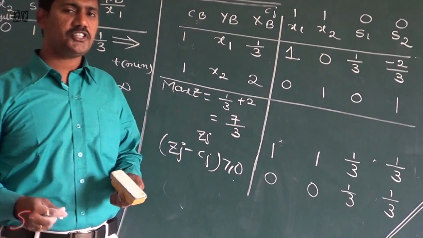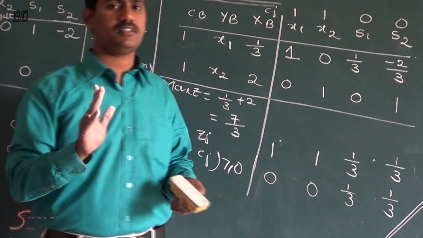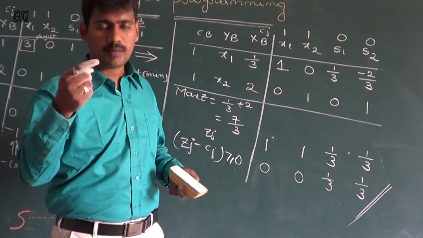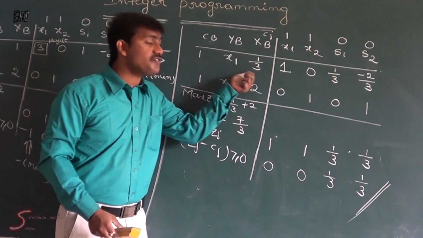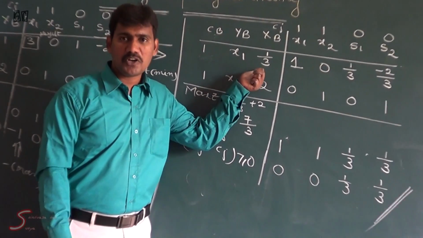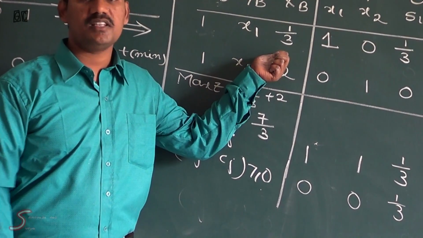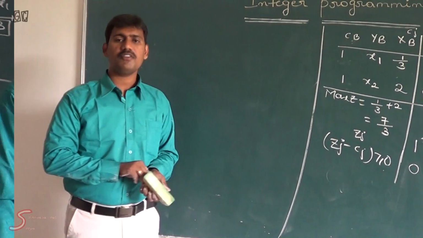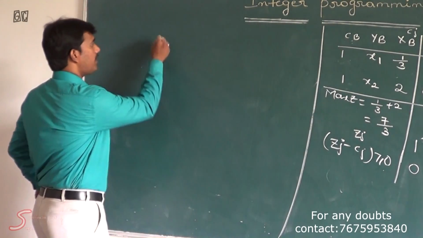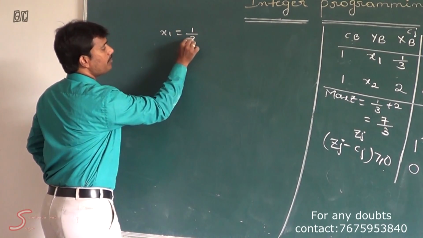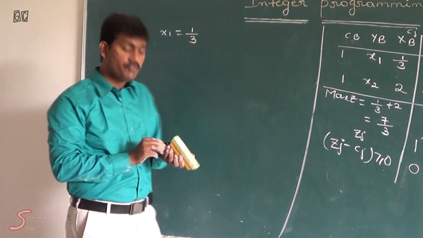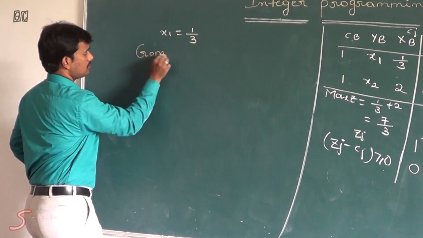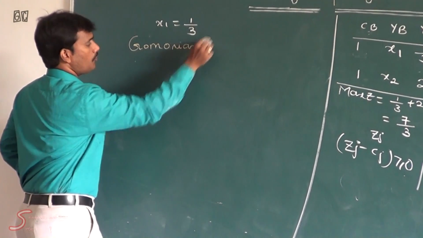But if you observe the question, x1 and x2 are positive integers. So in this problem we have to make sure that the x1, x2 values are positive integers. The value of x1 is 1 by 3, which is not a positive integer. For that reason, we are going to apply the Gomory method. That is the Gomory method.